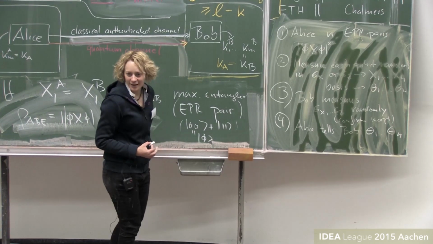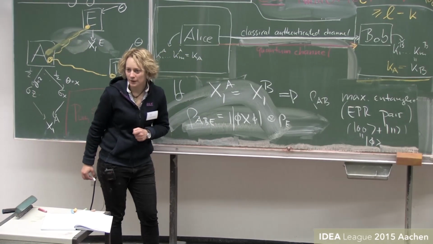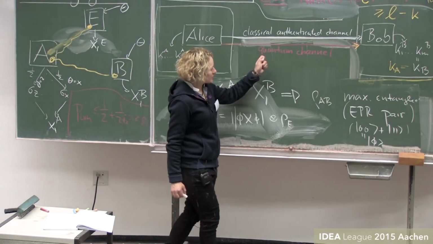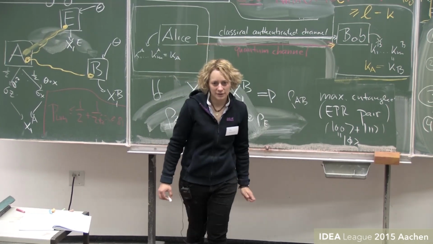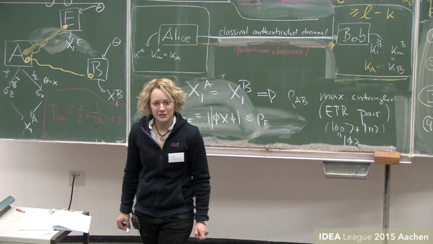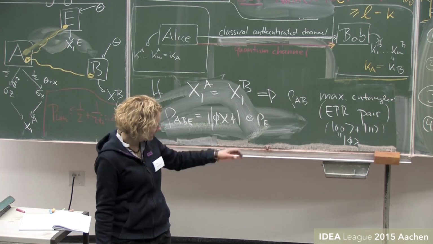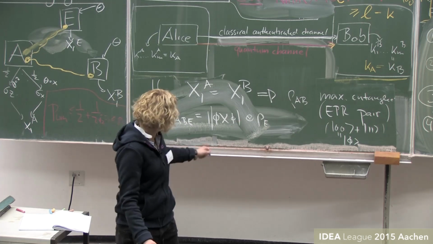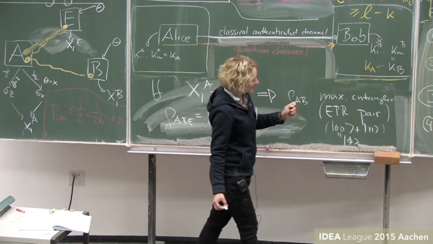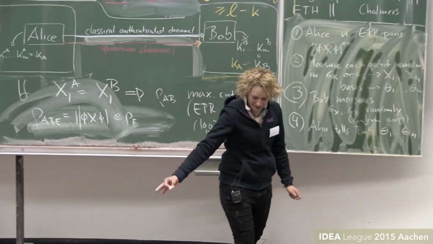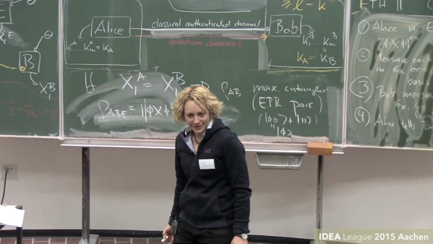So remember the resources that we have in this protocol. We have this quantum channel, but we also have this classical authenticated channel. All of this communication, like which basis I'm going to measure in, and that I've received the right thing, is sent over this classical authenticated channel. So at this point, Alice is going to tell Bob which bases she has measured in, using this classical authenticated channel.